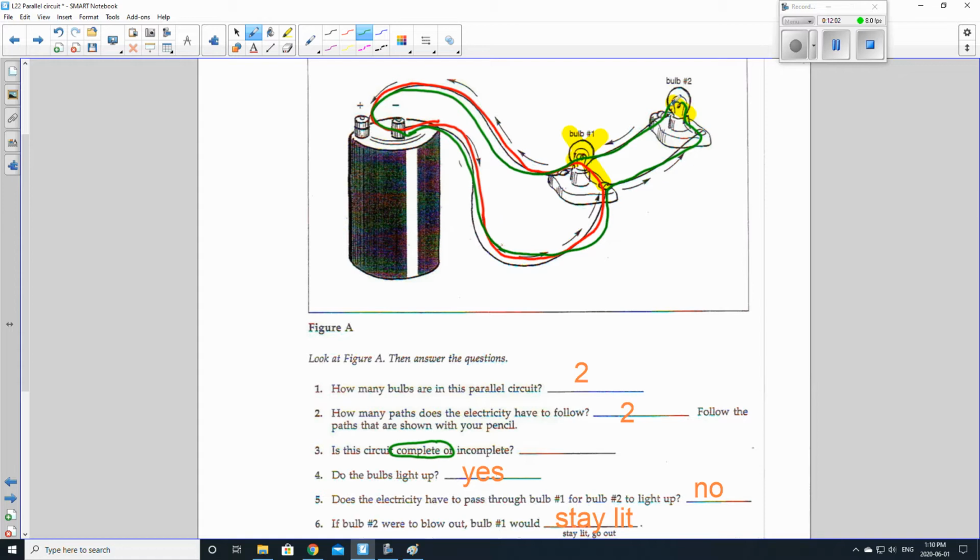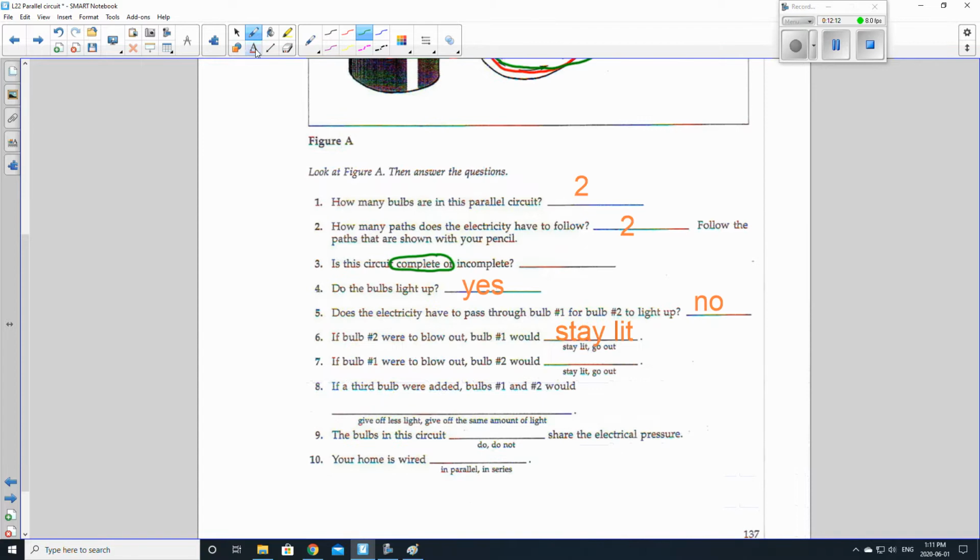The electrons have the option of going around bulb number 1 and still making contact with bulb number 2 and making the circuit complete. So that's the usefulness of a parallel circuit. Because of the different paths, each of the individual devices can stay lit.